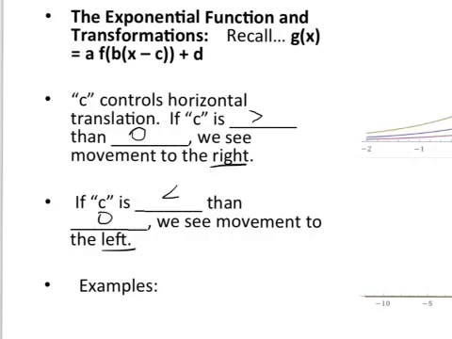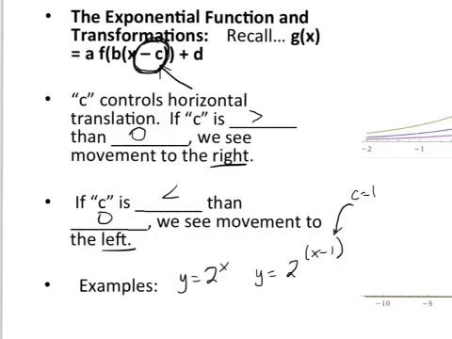Okay. Now remember, we're dealing with a negative C up here. So our value for C is not going to be what it looks like here. So remember how to identify C. If I have, let's see, our basic function y equals 2 to the x, where C is 0 here, versus y equals 2 to the x minus 1, and here C equals positive 1.